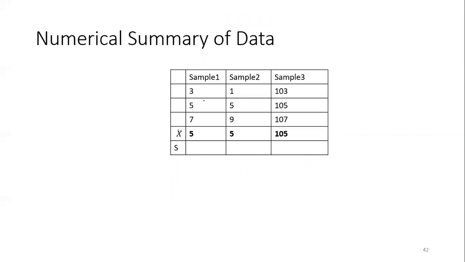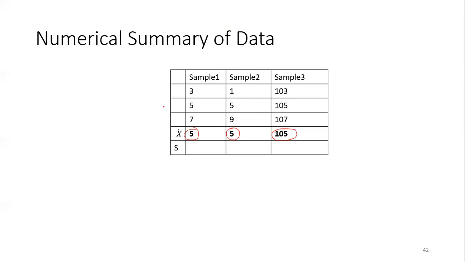Let me show you a small example. There are three samples here. One sample consists of 3, 5, 7. The other consists of 1, 5, 9. And the other one consists of 103, 105, and 107. The average of the first is 5, the second is 5, and sample three's average is 105.